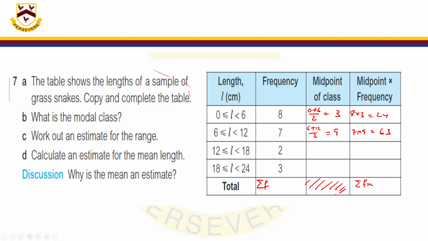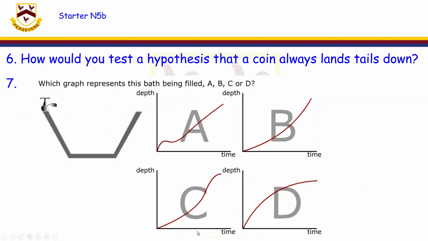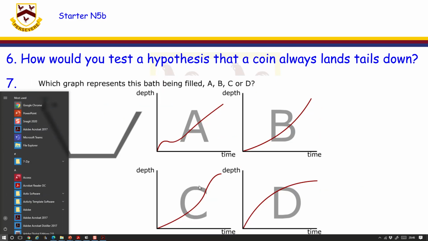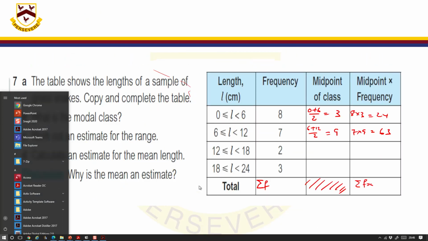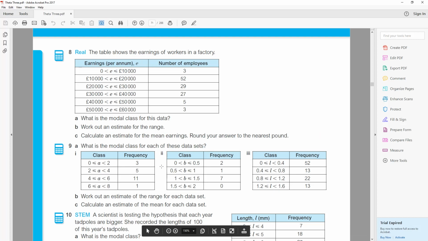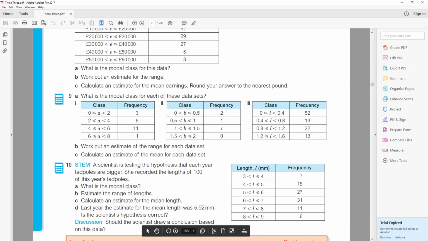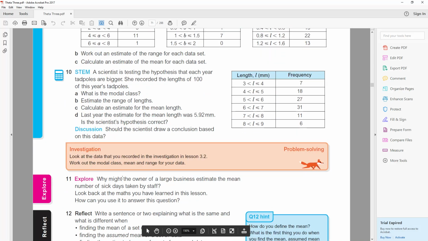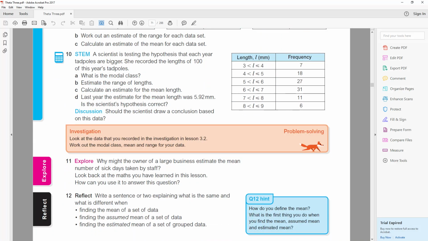Okay, good. So once you've done number 7, turn the page and you can go on to number 8, 9, 10, 11 and 12. Okay, enjoy. Start from number 7.